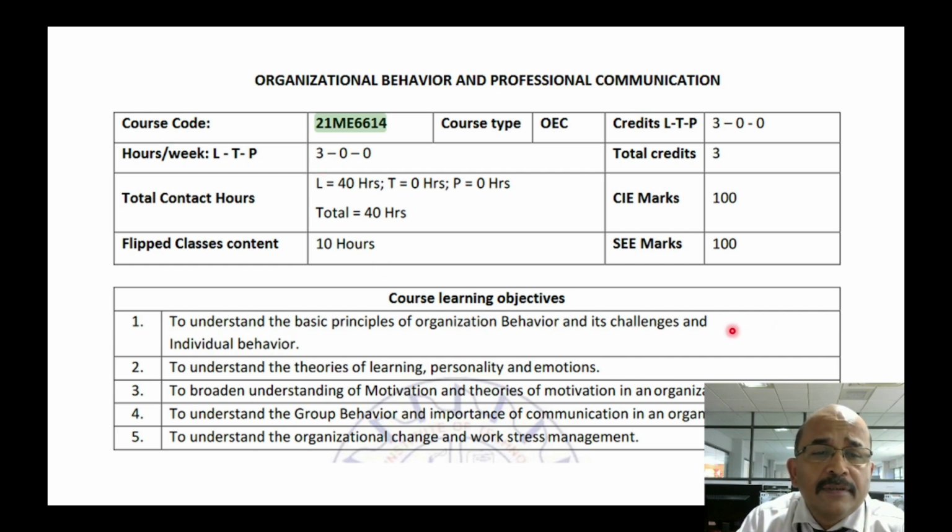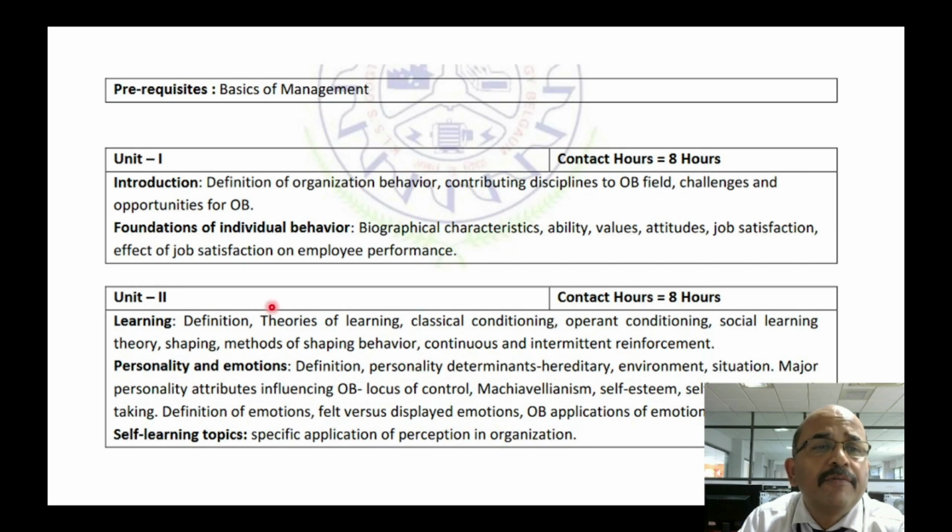These are the course learning objectives: to understand the basic principles of organizational behavior and its challenges, and individual behavior also. Theories of learning, personality and emotions. To understand motivation and theories of motivation in an organization, group behavior and the importance of communication in an organization, and also at the end, work stress management and organizational change. All these topics are dealt with in unit 1 to 5, that is module 1 to 5.